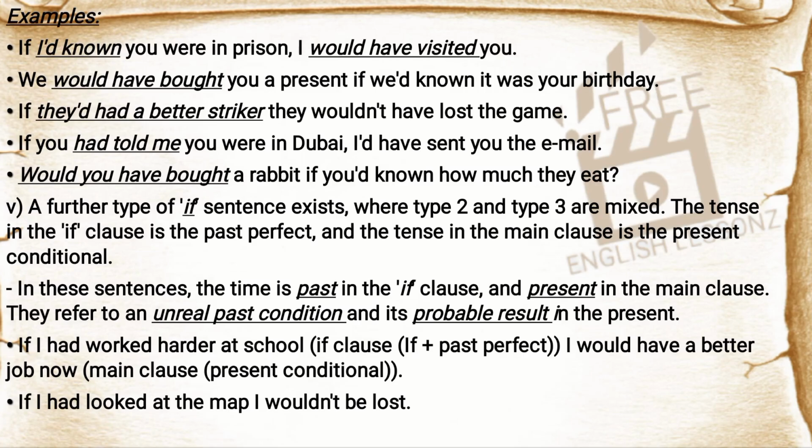5. A further type of if sentence exists, where type 2 and type 3 are mixed. The tense in the if clause is the past perfect, and the tense in the main clause is the present conditional. In these sentences, the time is past in the if clause, and present in the main clause. They refer to an unreal past condition and its probable result in the present. Examples: if I had worked harder at school, if clause, if plus past perfect, I would have a better job now, main clause, present conditional. If I had looked at the map I wouldn't be lost.